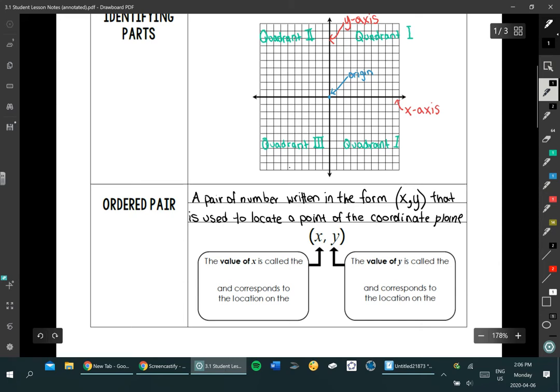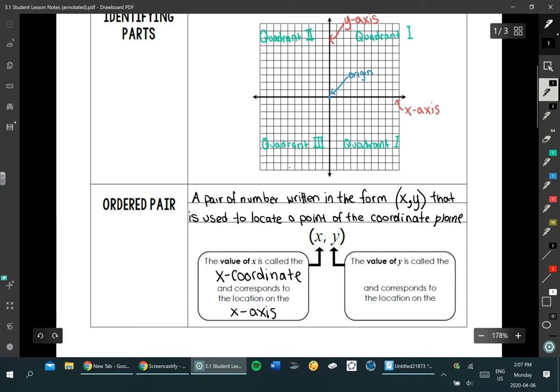Okay, so as we said, it's in the form x comma y. So the value of x is called the x coordinate. So if I say x coordinate, you're going to know what that means. X coordinate. And it corresponds to the location on, you guessed it, the x-axis.